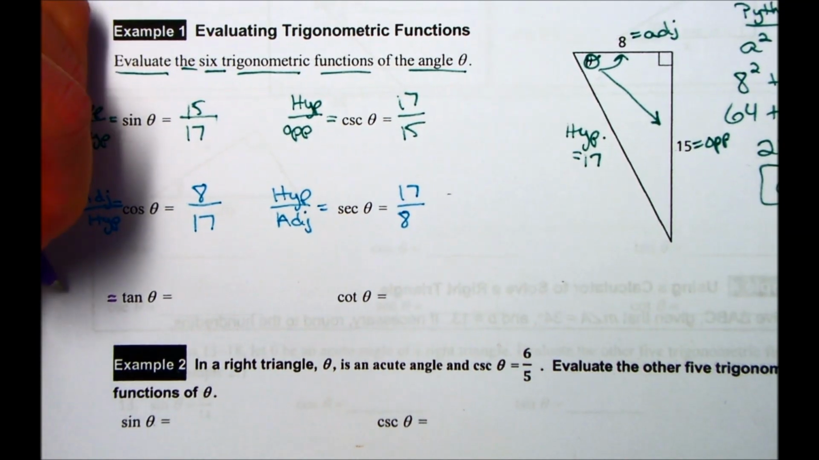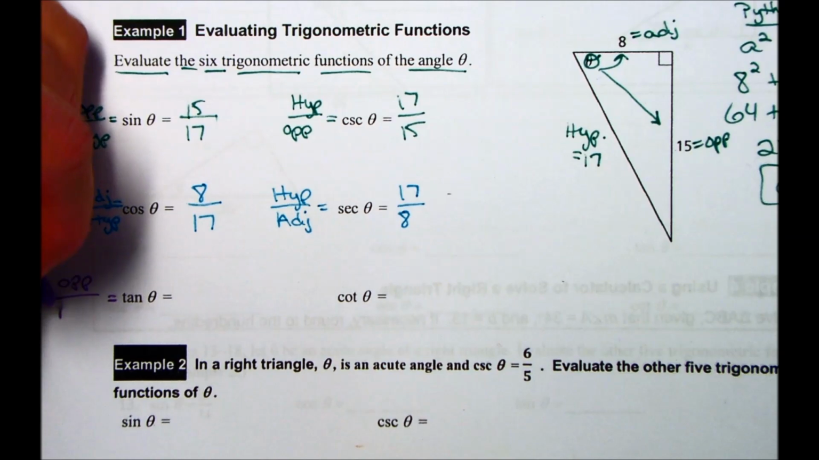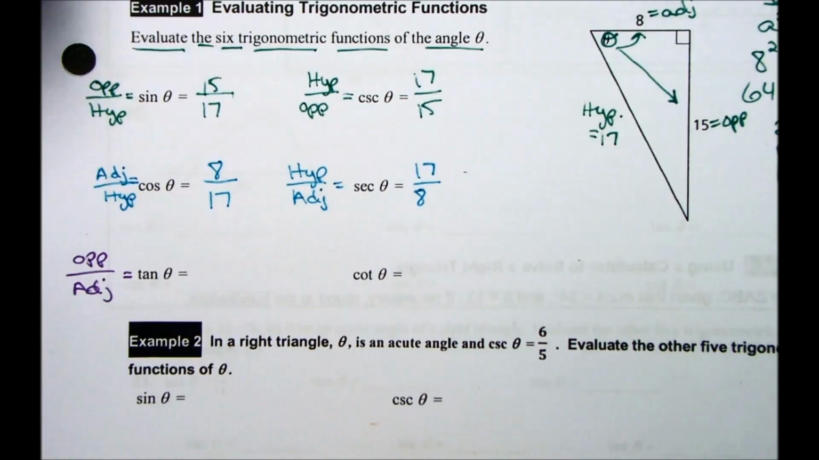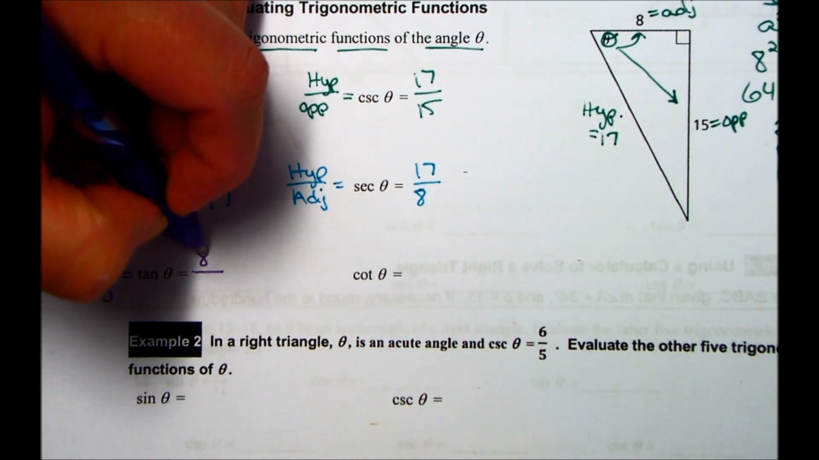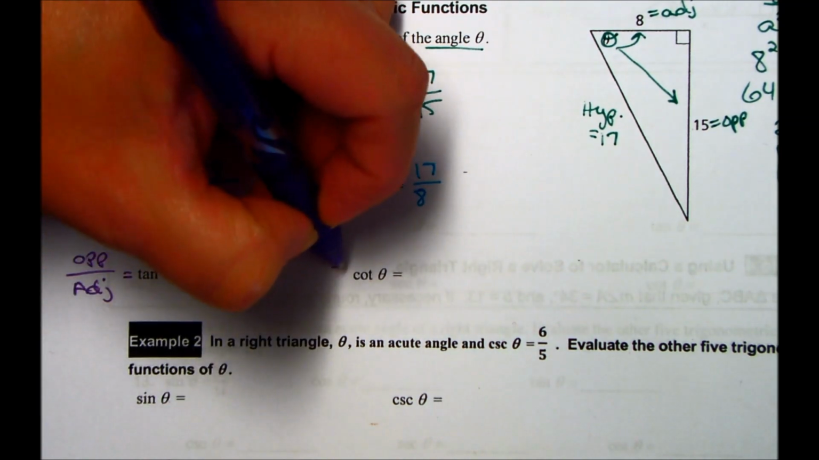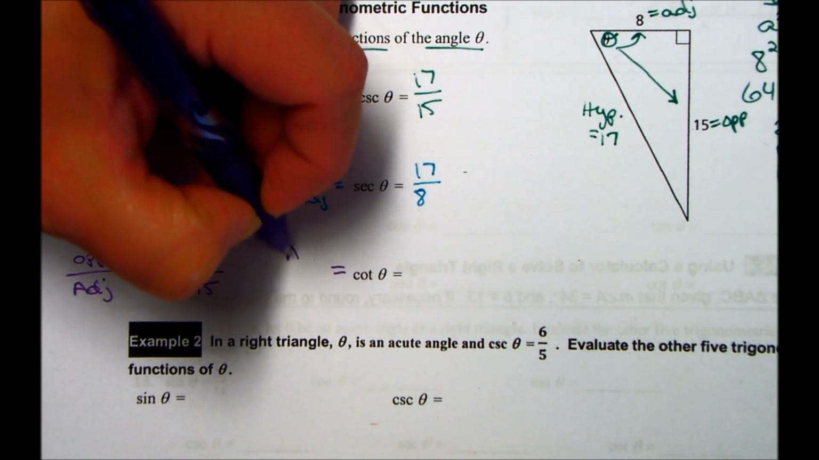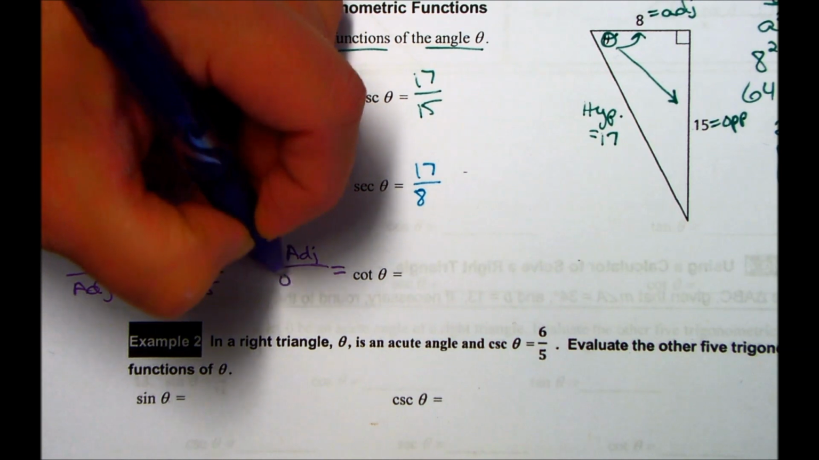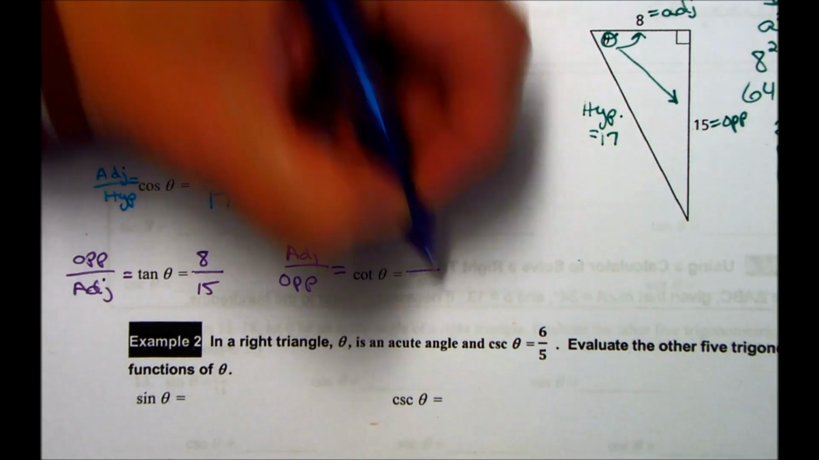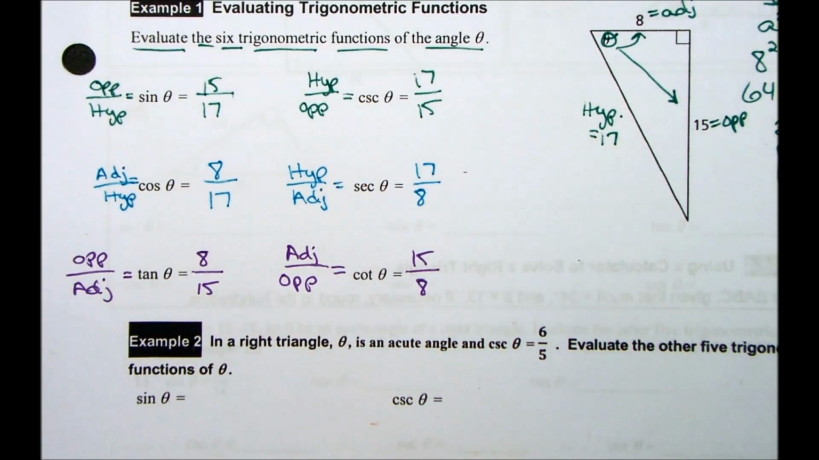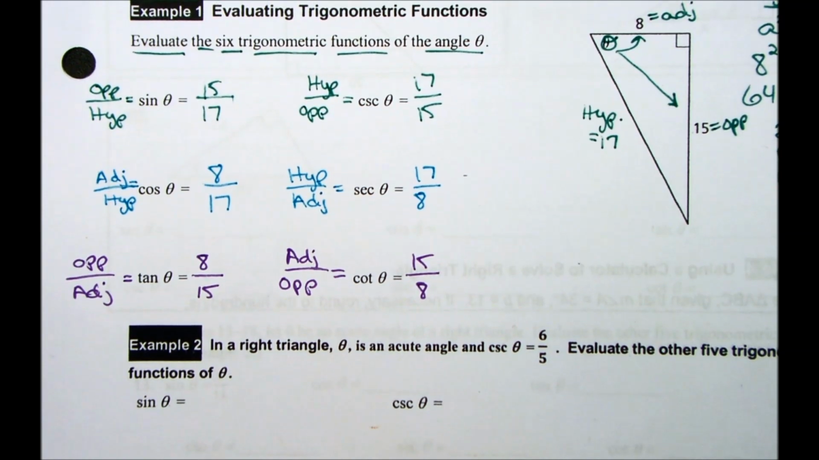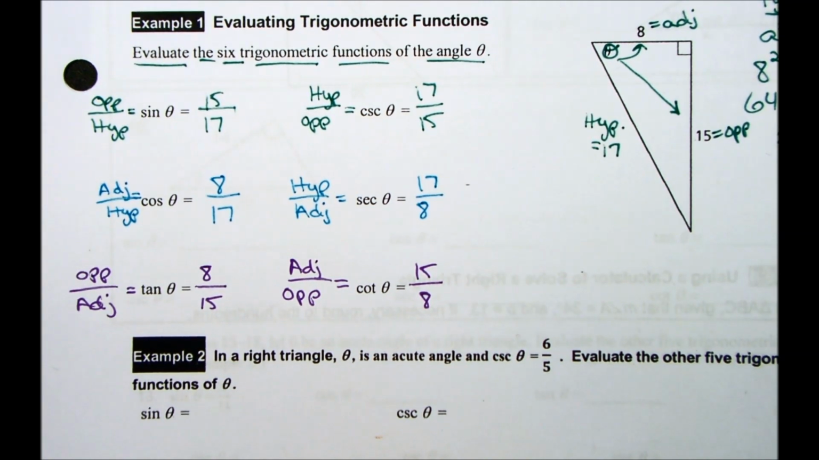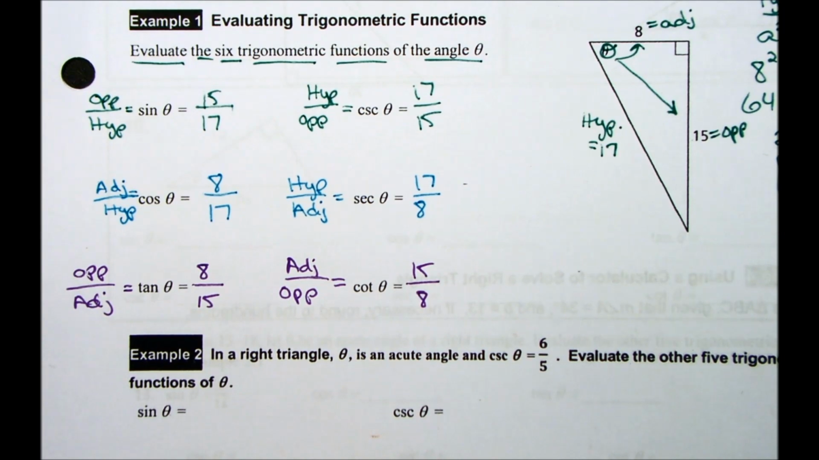Okay, your tangent is your last one. That one's your opposite over adjacent. Opposite is 8, adjacent is 15. Cotangent is the reciprocal of that, or adjacent over opposite, so 15 over 8. So that's one example of finding the 6 trigonometric functions of a right triangle.